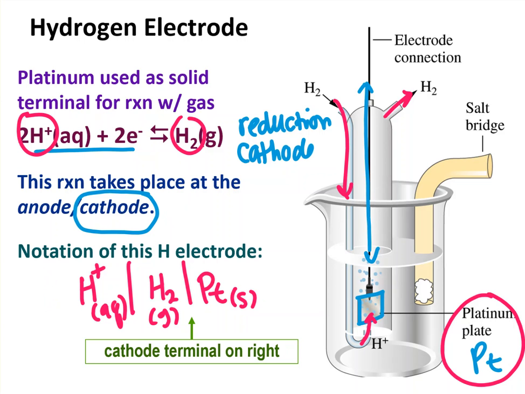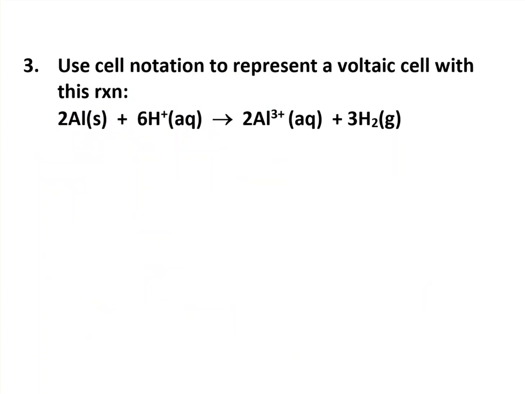But anyway, let's look at another example. So here's an example that involves the hydrogen like we just saw. The first thing to do if we're going to do a line notation is to decide what's being reduced and what's being oxidized so that we can decide what's going to be on the left and what will be on the right. So if we look, we see that aluminum is going from neutral to positive. That means that it's losing electrons. And so that means that it's being oxidized.